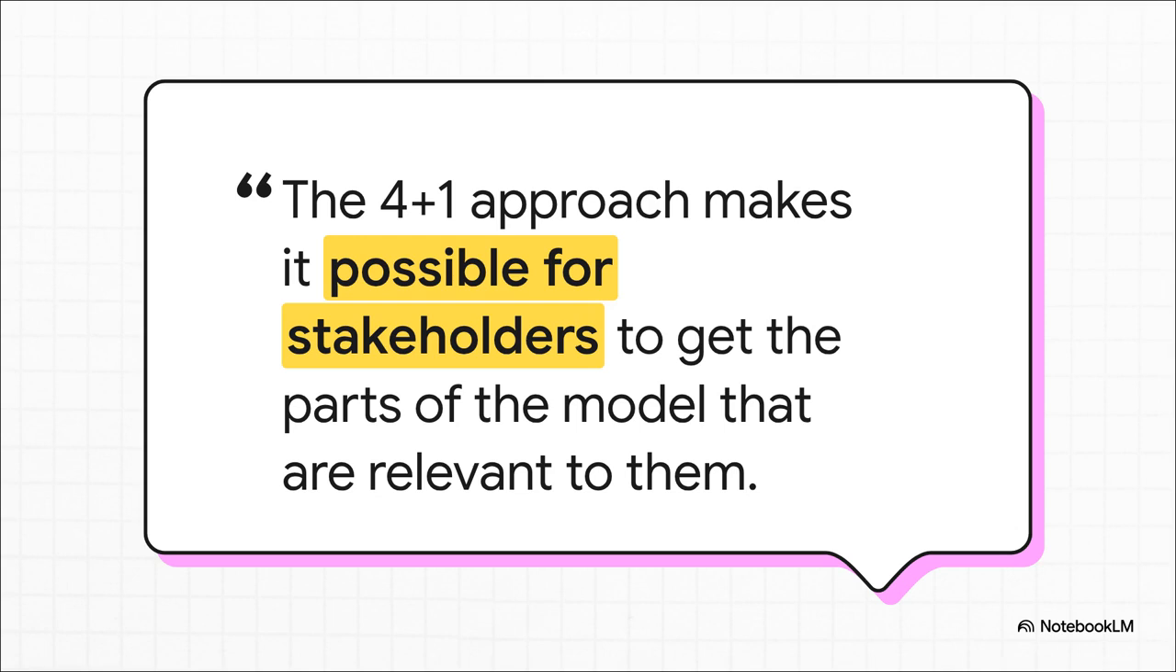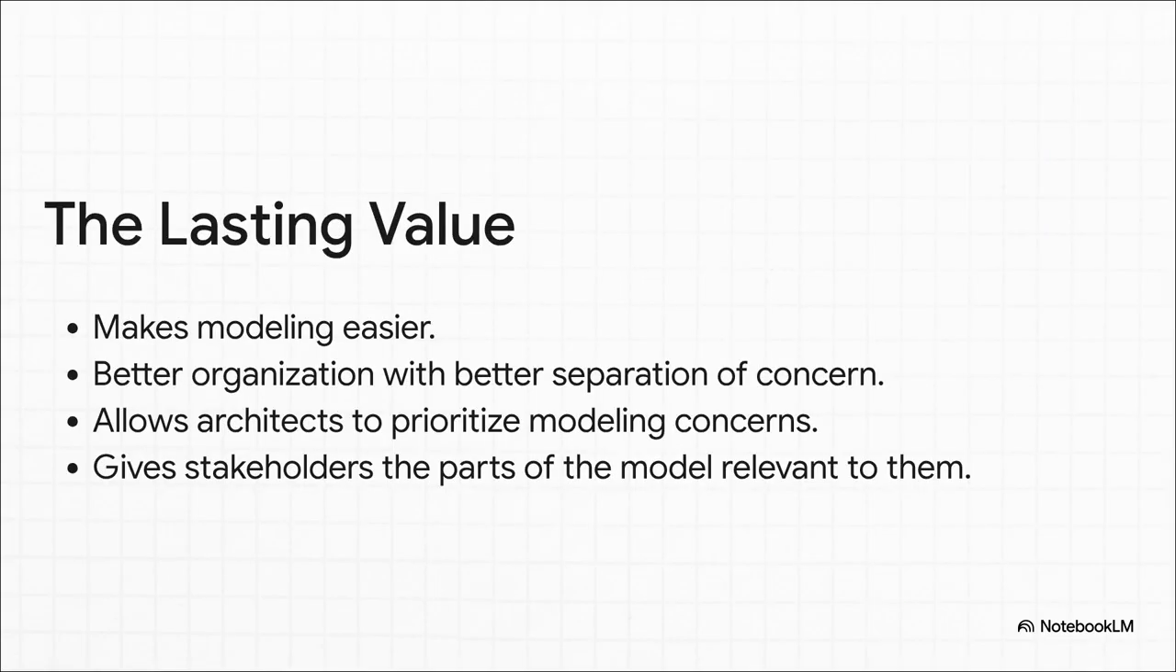This quote really just nails it. The primary genius of this model is as a communication tool. It solves that whole elephant in the dark problem we started with by giving each person a clear, relevant picture of the part of the system they actually care about. At the end of the day, the 4+1 model sticks around because it provides a crystal clear separation of concerns. It makes massive systems manageable by letting architects focus on one aspect at a time. It simplifies modeling, it improves organization, and it ensures clear communication, which, let's be honest, is the foundation of any successful project.